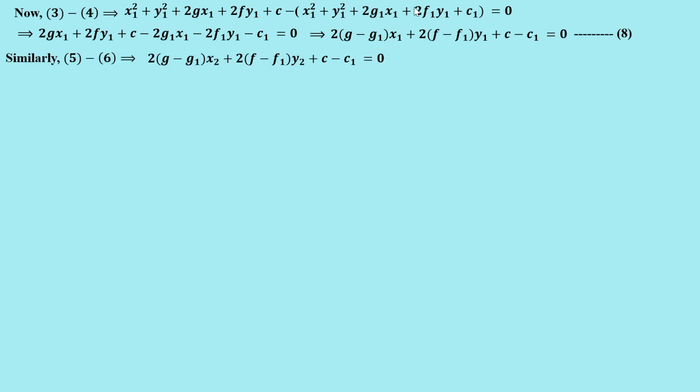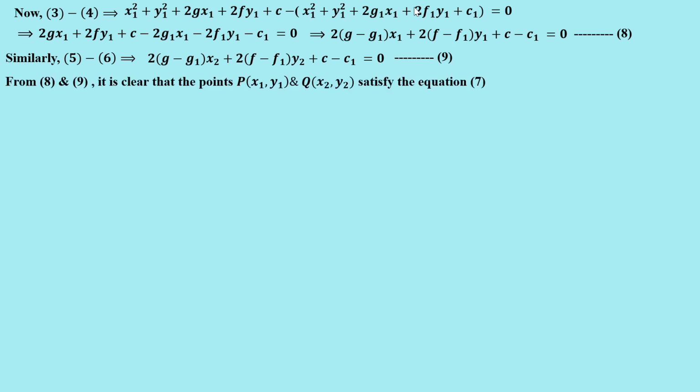Similarly, 5 minus 6 you will get 2(g − g1)x2 + 2(f − f1)y2 + (c − c1) = 0. That is equation number 9. So from 8 and 9 it is clear that the points P(x1, y1) and Q(x2, y2) satisfy equation 7, right?